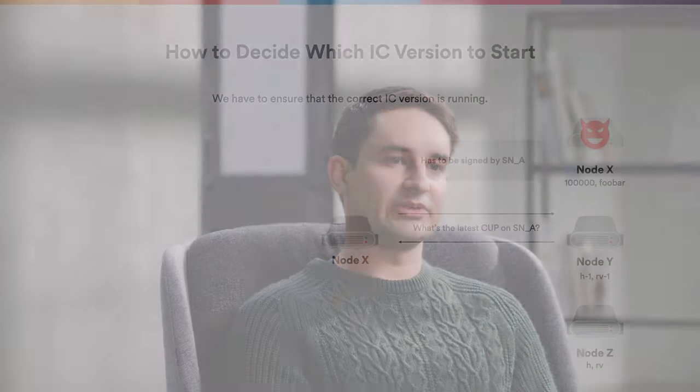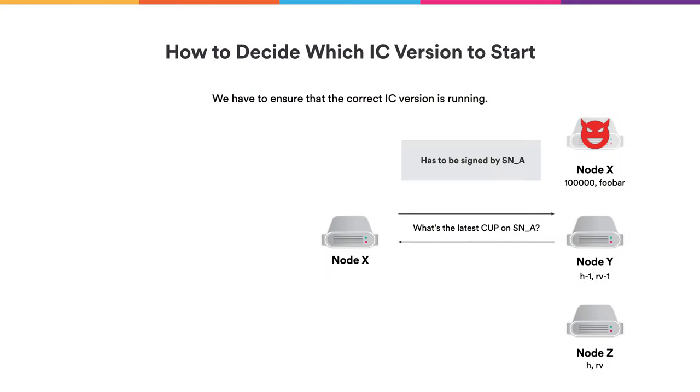Now, if one of our peers is malicious and tries to give us a CUP which is invalid, we would see that because the signature would not be correct. If one of the nodes would be really far behind, we would simply not look at that CUP because it wouldn't have the highest block height number. So in the end, we would end up with the most up-to-date CUP, and that would allow us to find out which Internet Computer version we should be running.